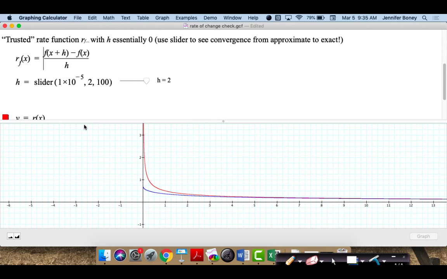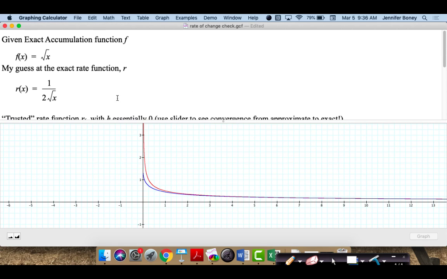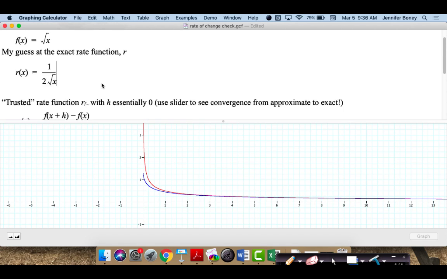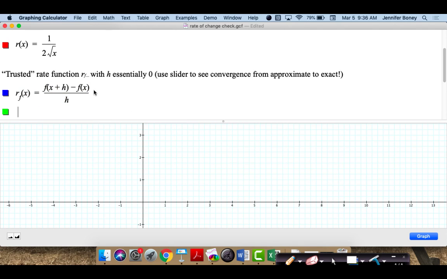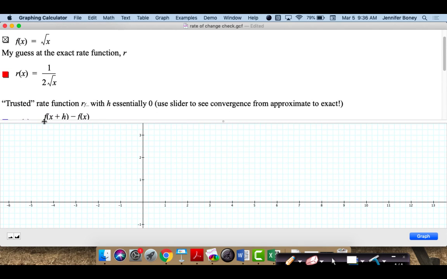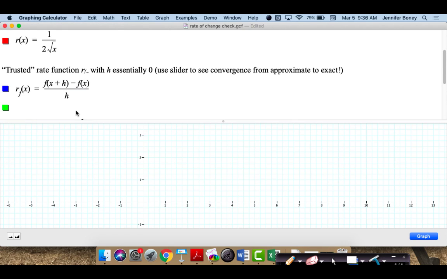With the square root function, I can see when H is smaller, my red graph, which was the guess, the red graph was the guess, and the blue is how it's supposed to turn out.